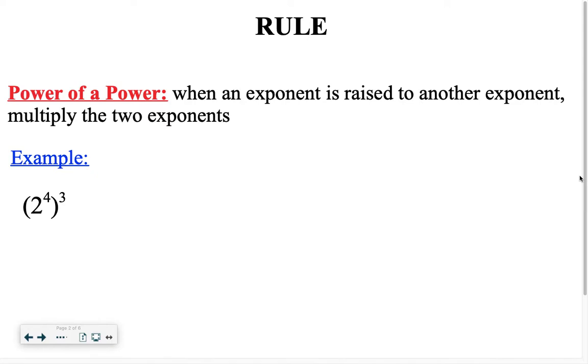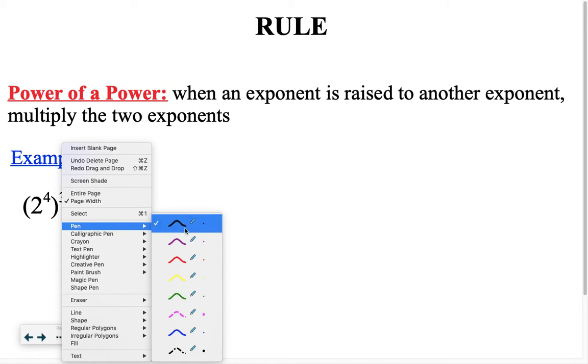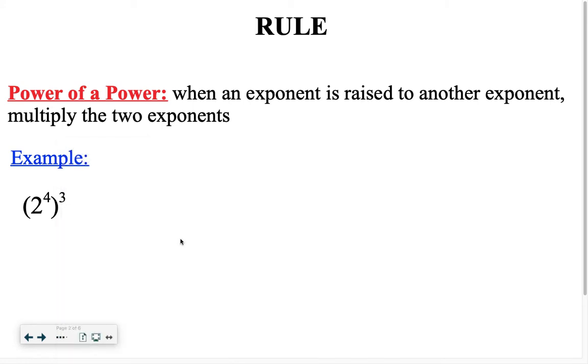A power of a power is when an exponent is raised to another exponent. When that happens, all you do is multiply the two exponents together. If you look at this one right here, we have 2 raised to the 4th power inside some parentheses, and right outside of the parentheses, we have a 3rd power.